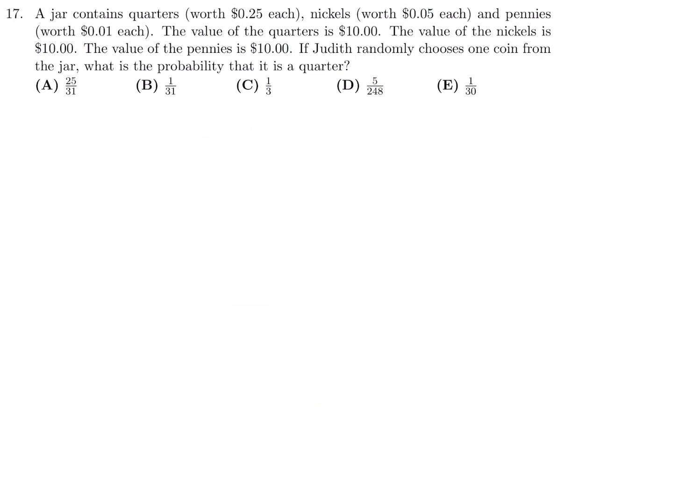A jar contains quarters, nickels, and pennies. The value of the quarters is $10, the value of the nickels is $10, and the value of the pennies is $10. If Judith randomly chose one coin from the jar, what is the probability that it is a quarter? So we have quarters, nickels, and pennies. Those are the only coins. And $10, but I'm going to convert that to cents. So 1,000 cents. And 1,000 cents here and 1,000 cents here.